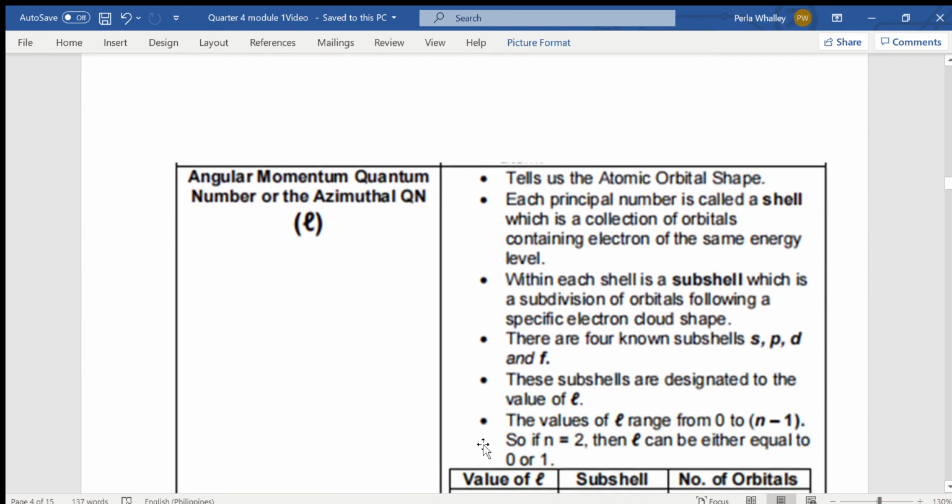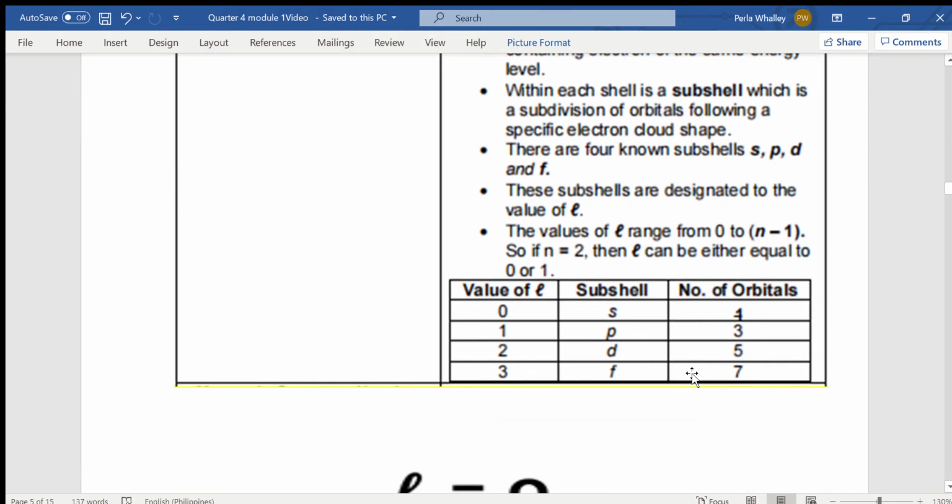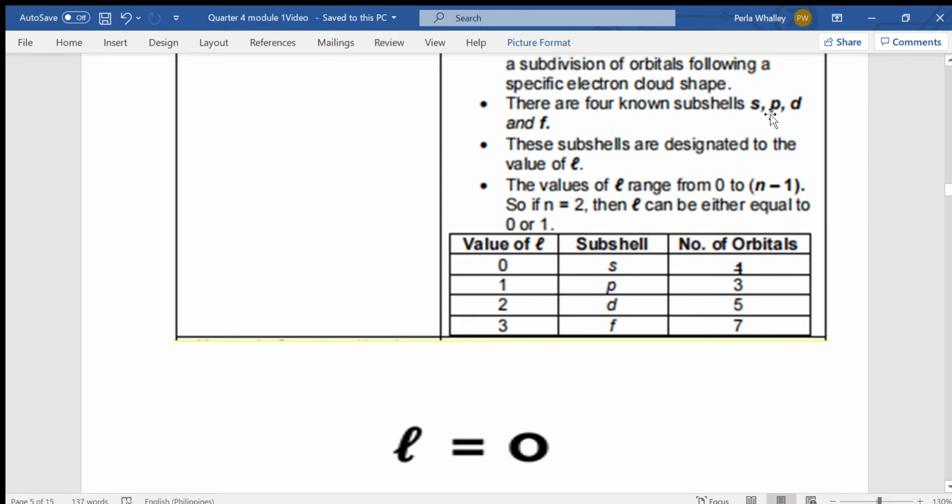Then let's go to the angular momentum quantum number, or the azimuthal quantum number, with a symbol of small letter l. It tells us the atomic orbital shape. Its principal number is called shell. Within its shell there is a subshell, and there are four known subshells. These are the s, p, d, and the f. S stands for sharp, p for principal, d for diffuse, and f for fundamental.